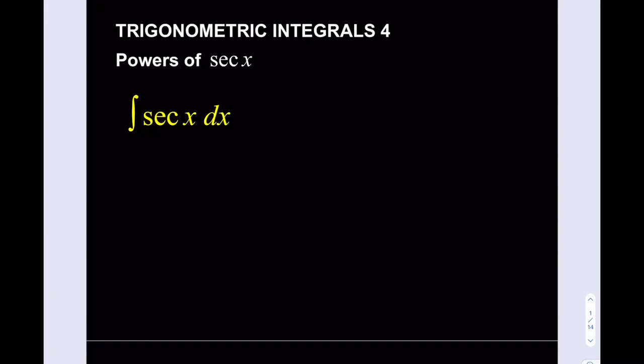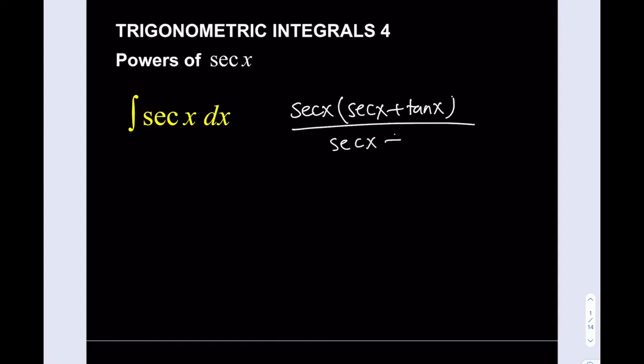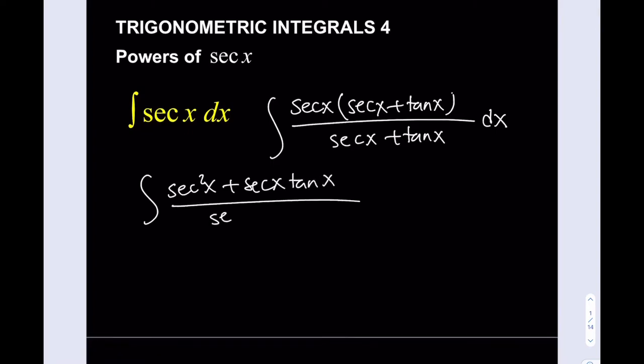So what I will do here is I will multiply the secant x by secant x plus tangent x, and then divide by that. Now you're going to realize why we do this in a minute. So the numerator is going to be secant squared x plus secant x times tangent x, divided by secant x plus tangent x. You may have seen this method. This is very popular. This is very common. You'll see it in the textbooks most of the time. And I'll show you a second method as well.